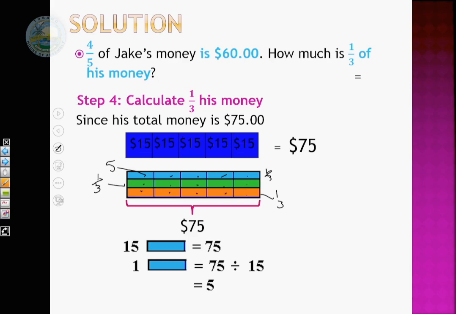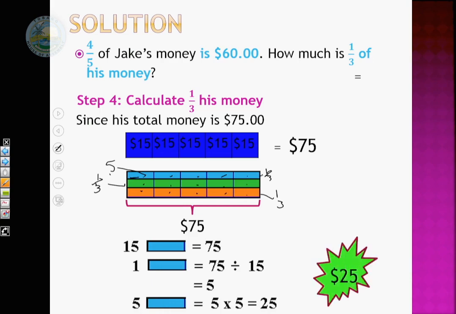And remember, the entire blue line is a third, or the entire green is a third, and the entire orange is a third. So to find a third of his money, we take 1 block, which is 5, and multiply it by 5 to represent the third to get $25. So here we found out that a third of his money is $25.